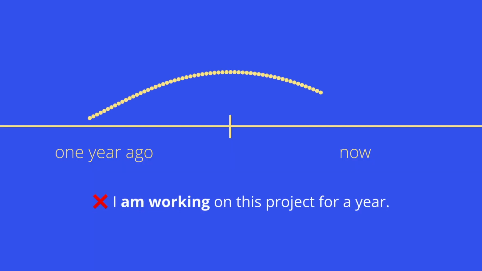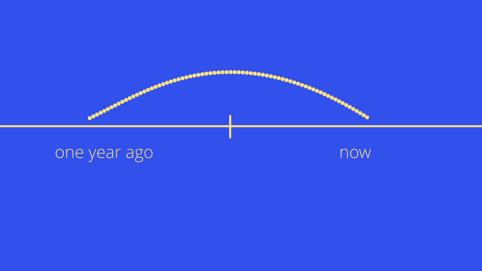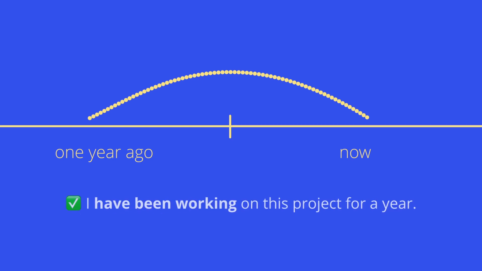Now pay attention, because this is where a lot of English learners make a mistake. You can't say, I am working on this project for a year. No, you cannot say, I worked on this project for a year. You have to use present perfect continuous. And you have to say, I have been working on this project for over a year. Because you started a year ago and you're still working on it now. So the process is ongoing.